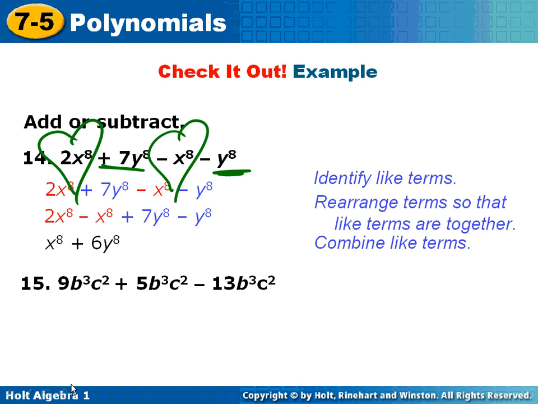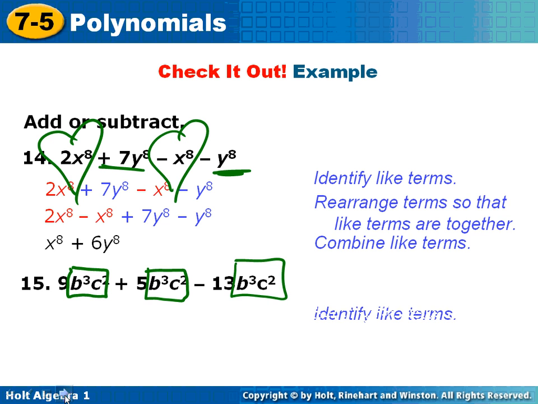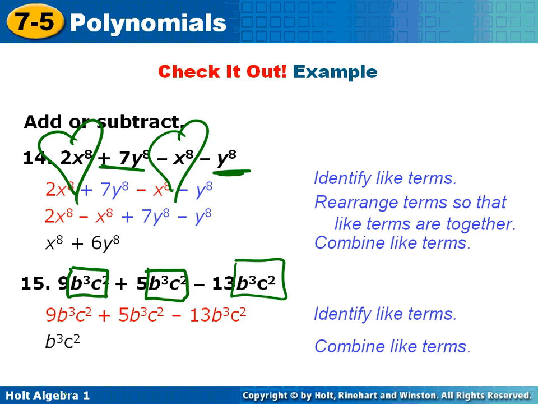Okay, let's look at the next one, 15. Identify your like terms. This is a b cubed c squared. Sometimes it helps to put boxes around them. This one is a b cubed c squared, and this one is a b cubed c squared. Now you notice that the b cubed c squared are all going to stay the same, right? Okay, so add them all together. You're going to add all of the coefficients together. Final answer is b to the third c squared.